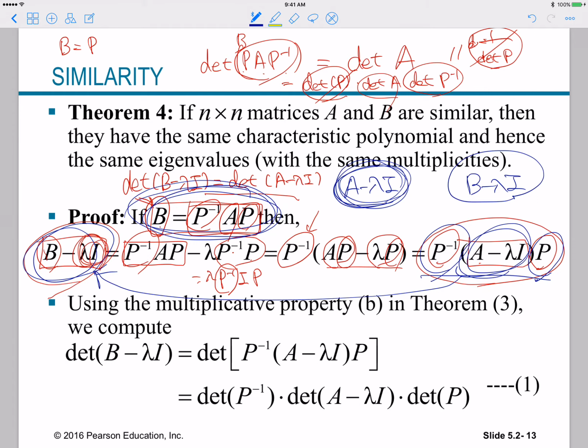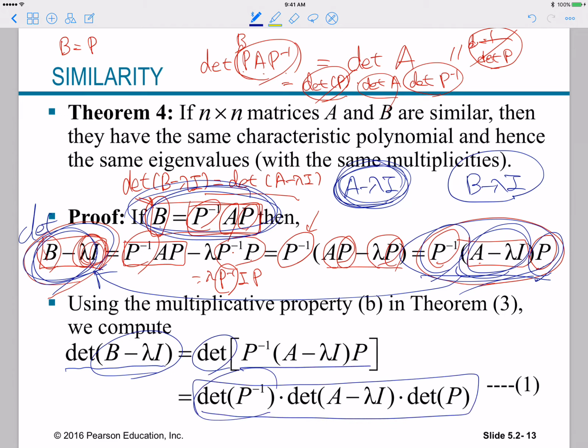Okay. And then, considering the determinant of B minus lambda I, we put the determinant operator on here and here, and then the determinant of this will be decomposed into this form. This part and this part will be cancelled out, and the remaining part is that the determinant of B minus lambda I equals the determinant of A minus lambda I, which shows this thing that we have.